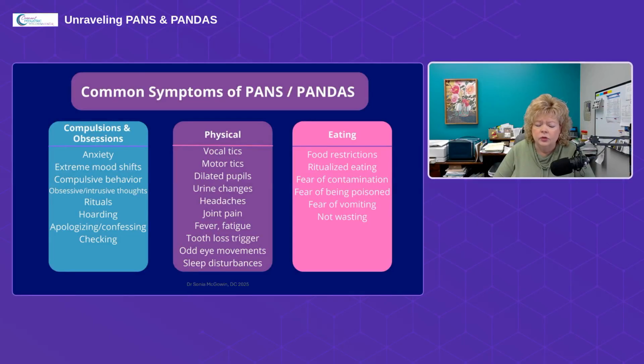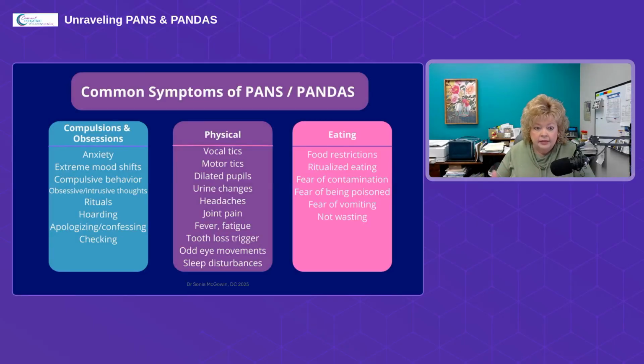We also see kids whose pupils are like dinner plates. They're just huge and they're not very reactive to light. And so that will often tell me that their bodies and their brains are definitely stuck in fight or flight.